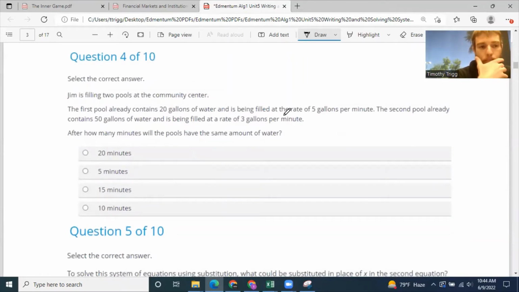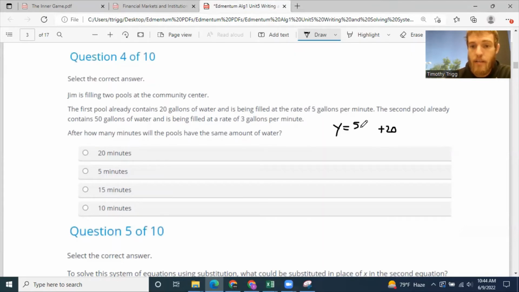Alrighty, question 4. Jim is filling 2 pools at the community center. The first pool already contains 20 gallons of water and is being filled at a rate of 5 gallons per minute. So we're going to stop right there, and we're going to write an equation for filling up this first pool. So this first pool, the amount of water in it, we'll call that y. It starts with 20 gallons. So that's our y-intercept, our starting amount.